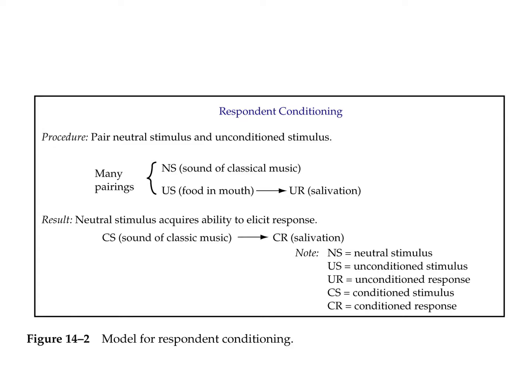CR: salivation. Note: NS equals neutral stimulus. US equals unconditioned stimulus. UR equals unconditioned response. CS equals conditioned stimulus. CR equals conditioned response. Figure 14-2, Model for Respondent Conditioning.